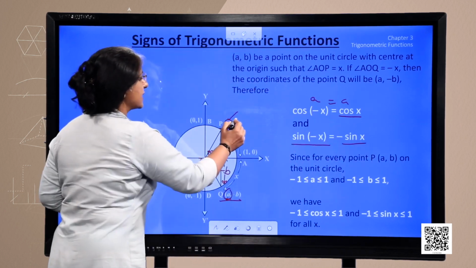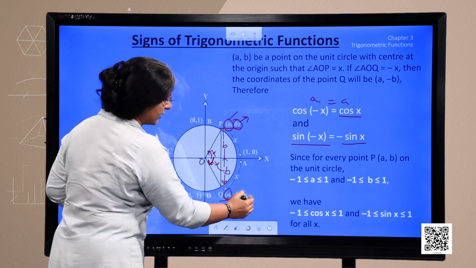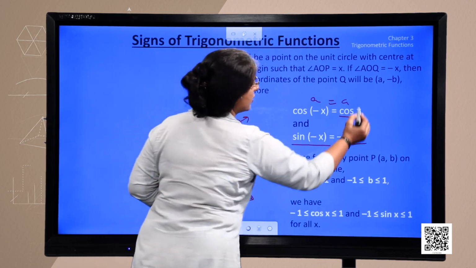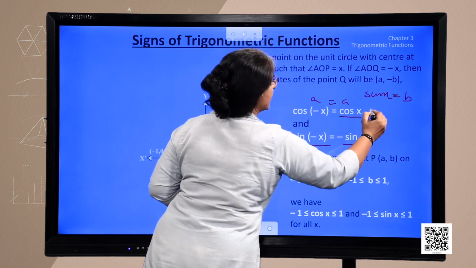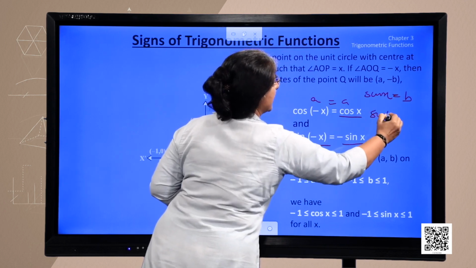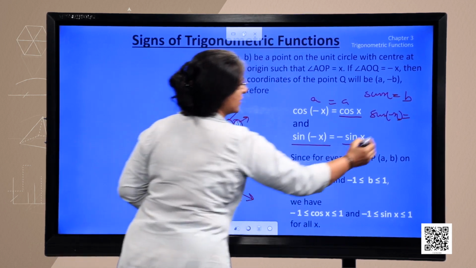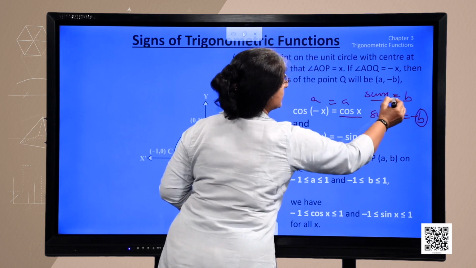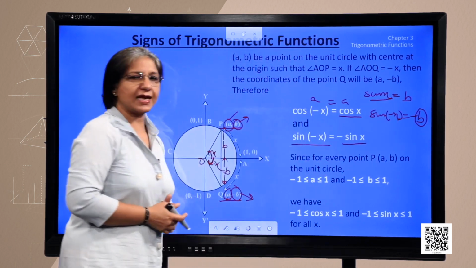Why? Because in the first quadrant the value of sine was b, in the fourth quadrant the value of sine was minus b. Here when we took sine x it was b, and when we took sine minus x, that is in the fourth quadrant, this was minus b. So, in place of b, if we replace this value, we can write sine minus x is minus sine x.